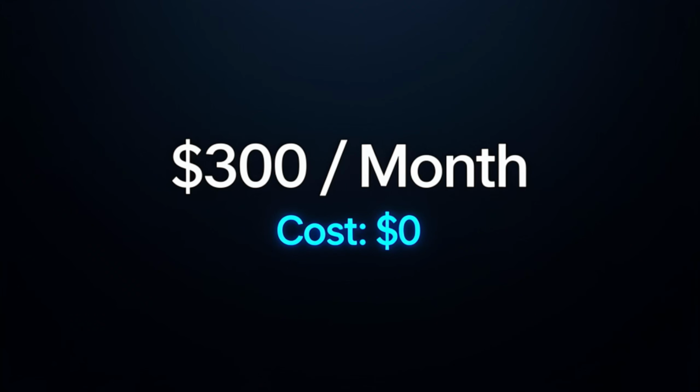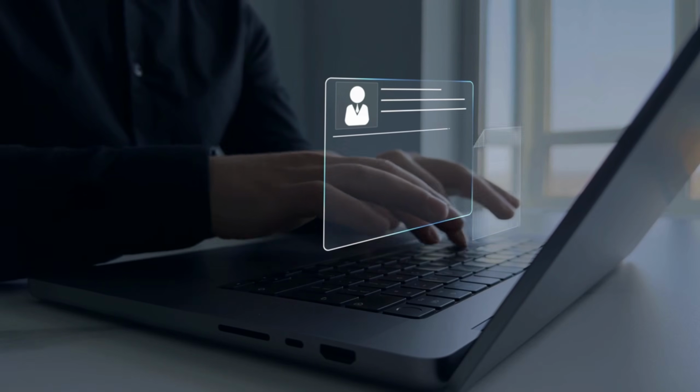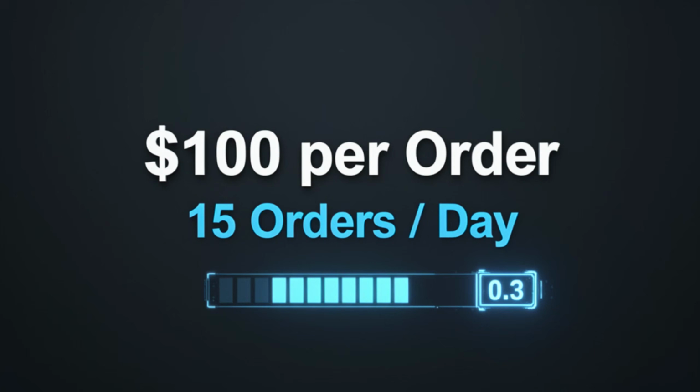Now here's where it gets real. Because this isn't just a tech demo. This is an actual business. 9 use cases. Real ones. Local SEO content. Write 30 blog posts overnight for a small business. Charge $300 a month. Your cost? 0. Resume rewriting. Automate 80% of the work. Charge $100 per order. Handle 15 a day.